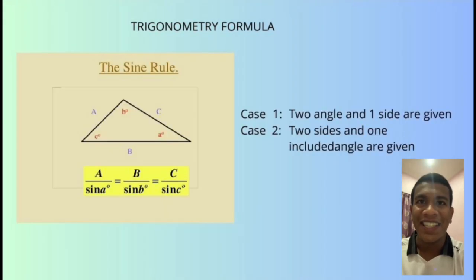The third formula in this trigonometry topic is the sine rule, which is a over sine A equals b over sine B equals c over sine C. The sine rule is used when given two angles and one side length in a triangle that is not right angled, or given two side lengths and one angle in a triangle that is not right angled.